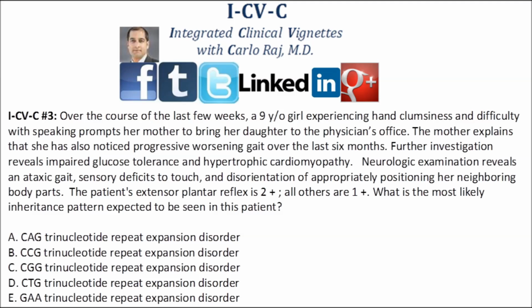As you see here, all of the answer choices are trinucleotide repeat expansions. They have to be in alphabetical order. As we walk through each and every one of these, I'll give you the clinical significance as to what you should be looking for, and much of this comes down to rote memorization with the actual trinucleotide. Let's take a look at CAG.